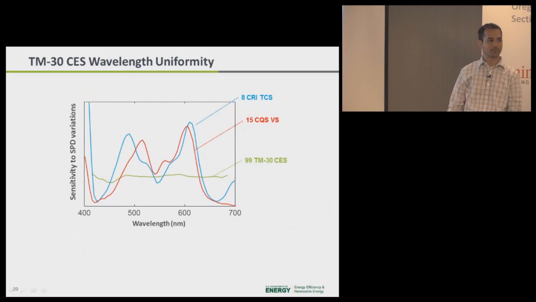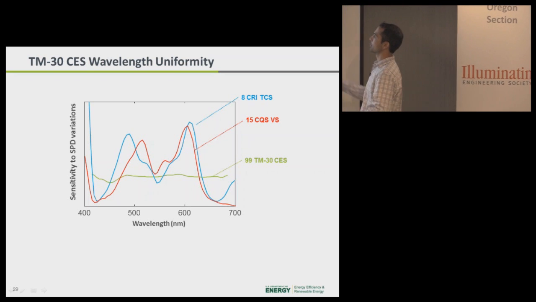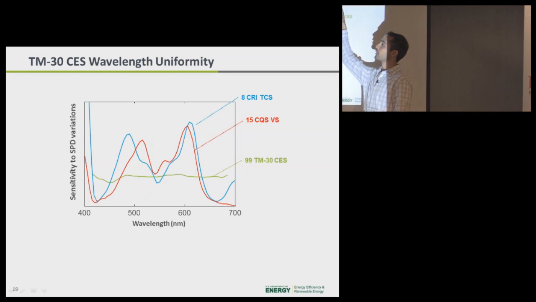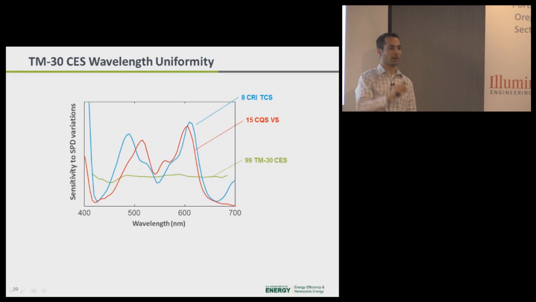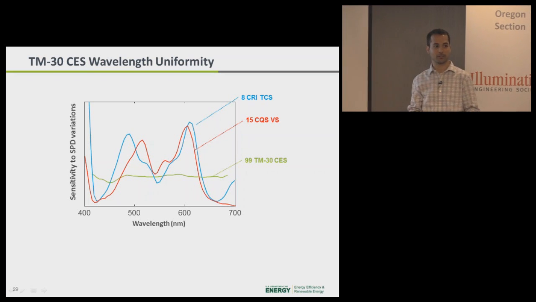This is probably one of the more technical slides on here. So this refers to spectral uniformity. And there was a big equation to get this, but this is one of the criteria for selecting those 99 samples. So if we look at the CRI or the CQS samples, there's bias in the wavelengths because they have so few samples and they weren't really selected in a way to try and minimize that.